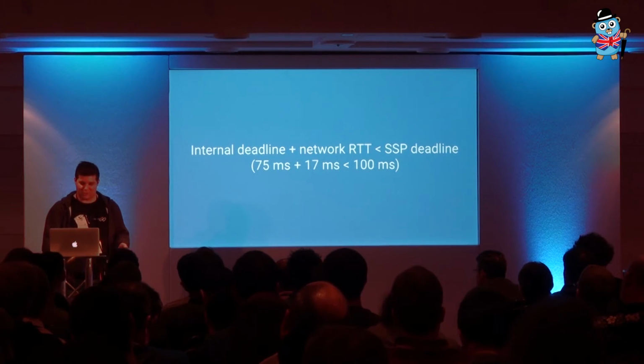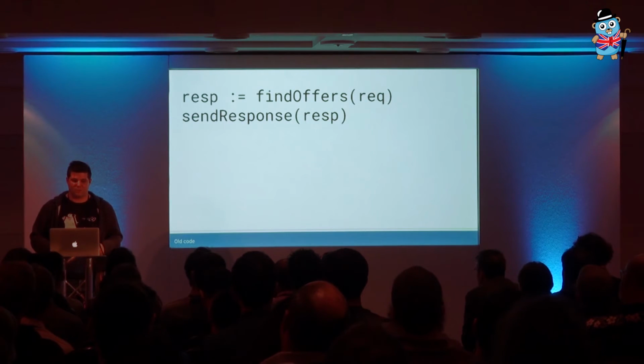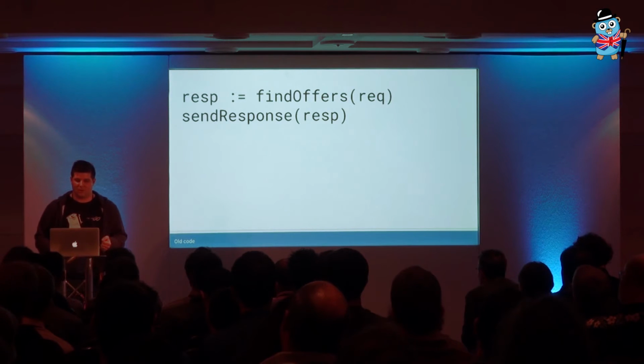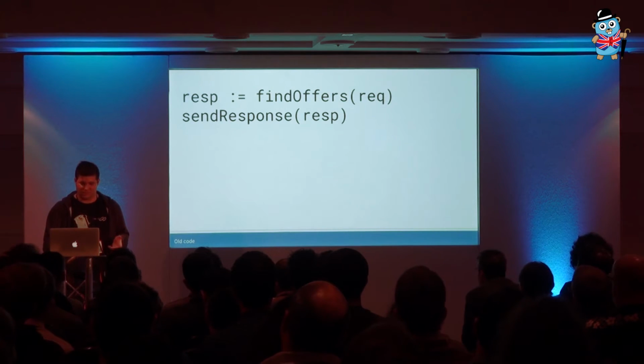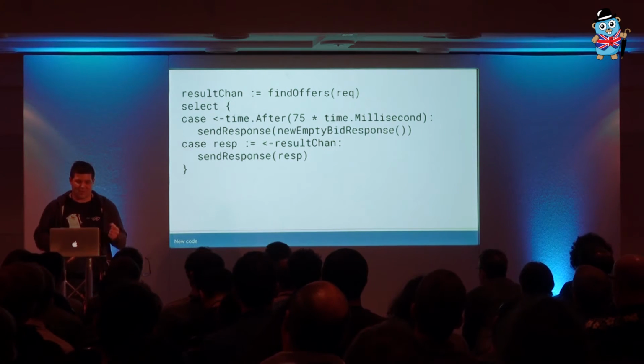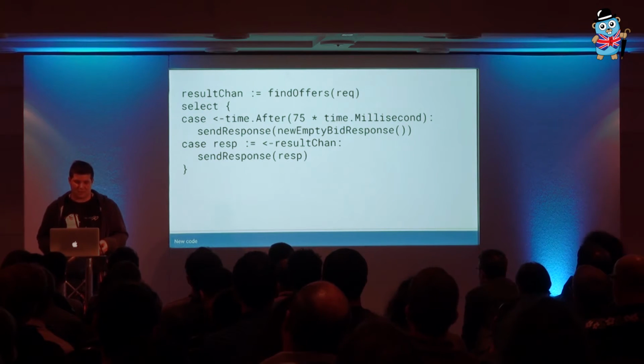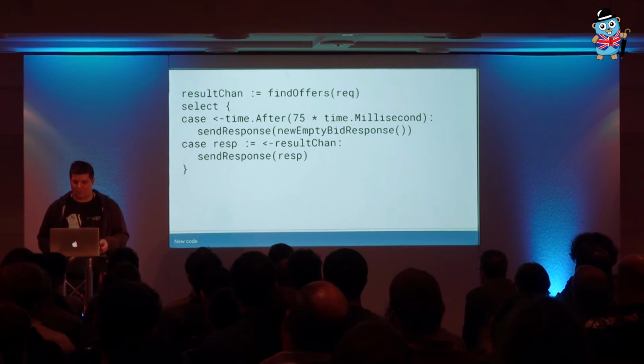It's so simple, I'm almost ashamed to show it, because that was the code how it was before. Find some offers and send them back. And the change to abort the code was: find offers and put them on the channel, and if after 75 milliseconds nothing has arrived, then just send an empty response, otherwise send the response that you got from the logic. It's really awfully simple, but it turned out to be super effective, and with that we could exactly control and track our processing times.